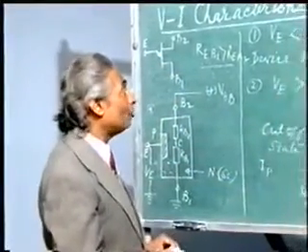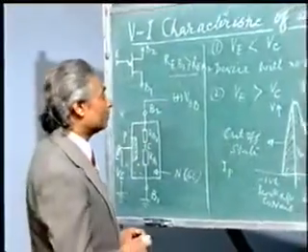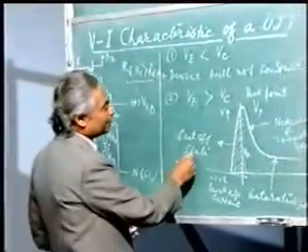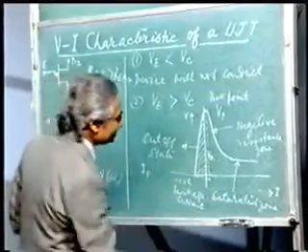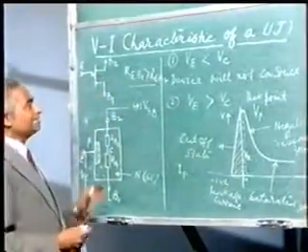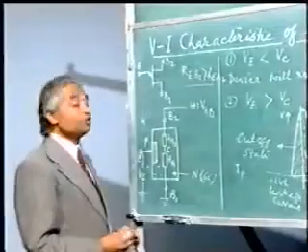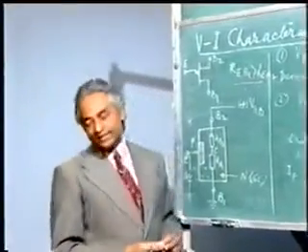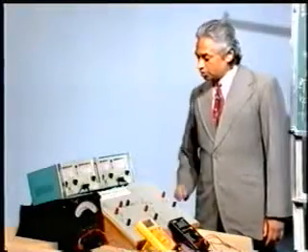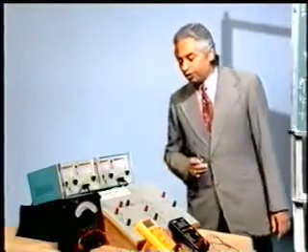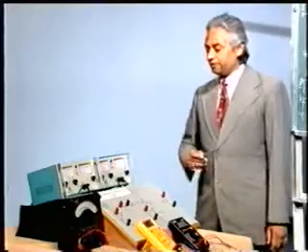As I explained, it has 3 zones. Number 1 is cutoff state or cutoff zone, number 2 is negative resistance zone, and number 3 is saturation zone. Now the same characteristic we are going to verify with the help of this setup. So this is the setup before you for verifying the VI characteristic of UJT.